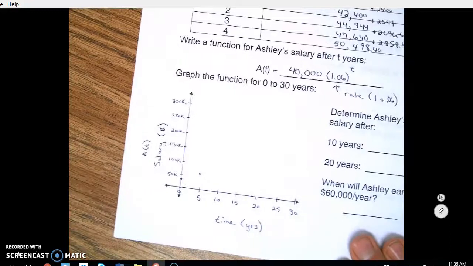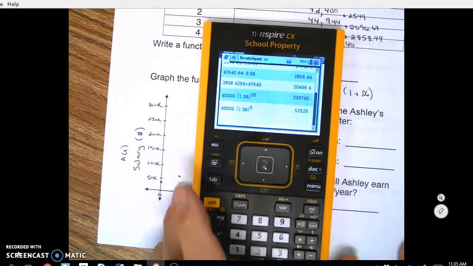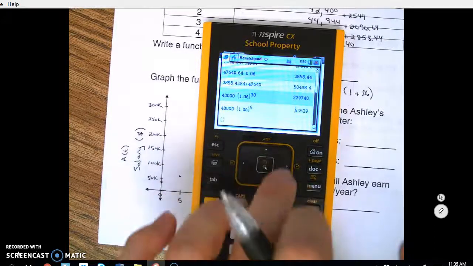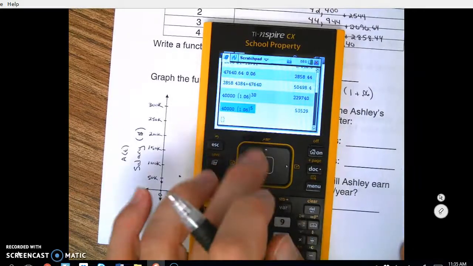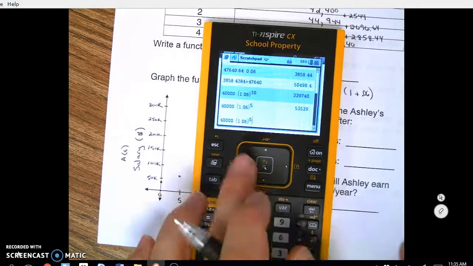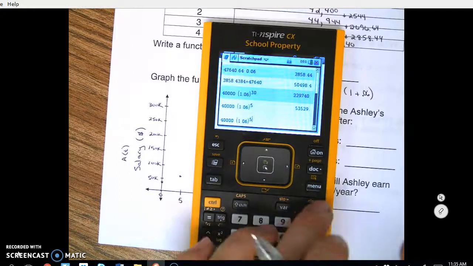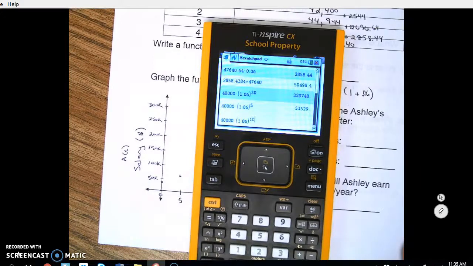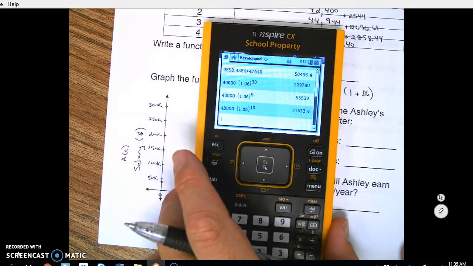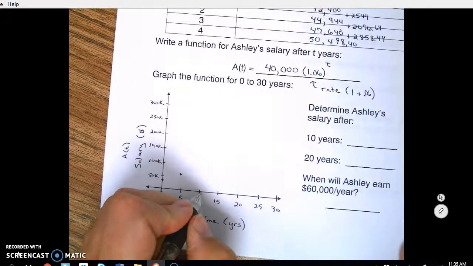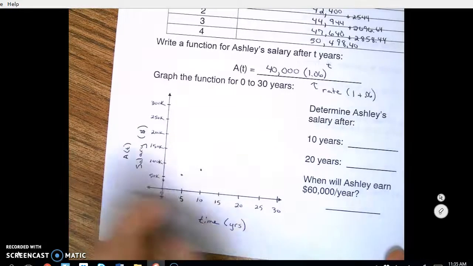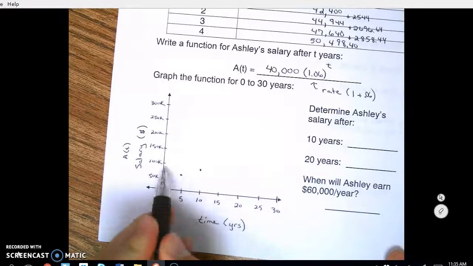Okay, and then what I'm doing here is I'm going up, highlighting, arrowing over, highlighting what it is that I want to recalculate. I'm pressing enter, and then I am arrowing over and changing the number. This would be for 10 years. A little over $71,000. So somewhere in here.